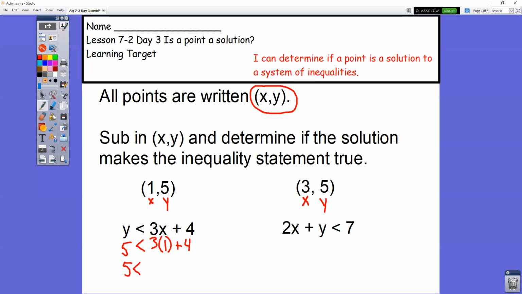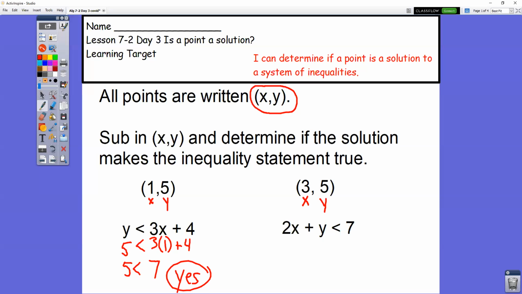It's very, very important to bring things straight down. On this side, we have 3 times 1. 3 times 1 is 3, plus 4 is 7. Is this inequality statement true? 5 is less than 7. Yes, that inequality statement is true. So what you're going to write is yes.